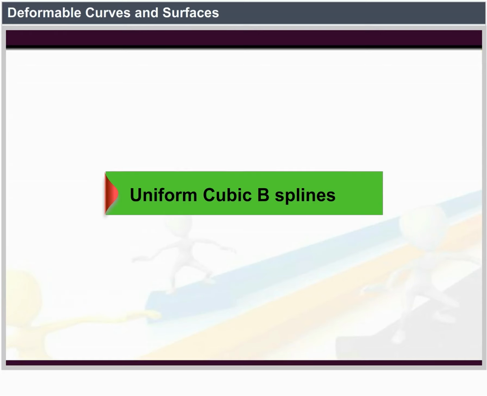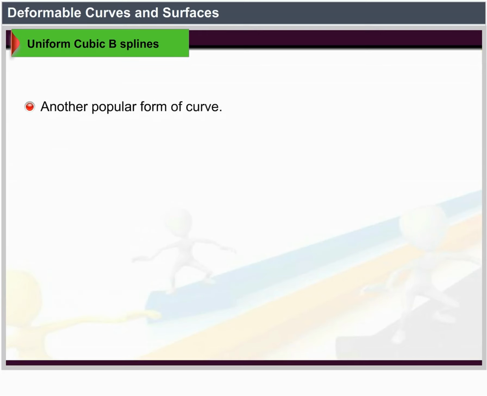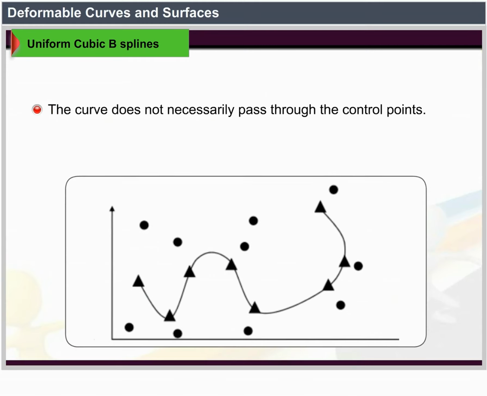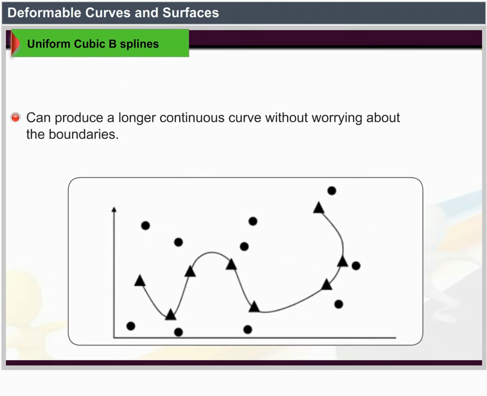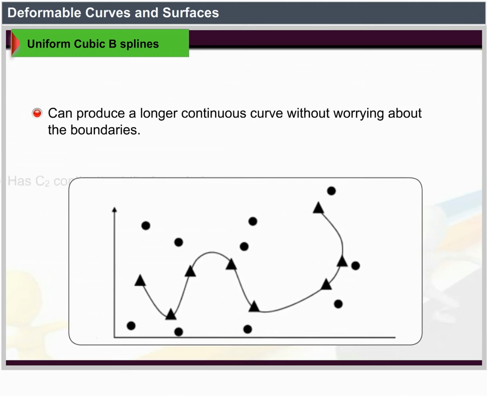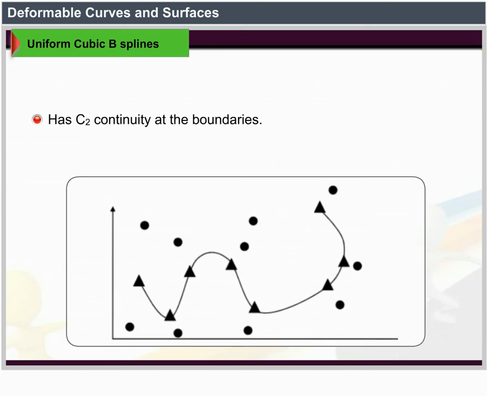Uniform cubic B-splines. This is another popular form of curve. The curve does not necessarily pass through the control points, can produce a longer continuous curve without worrying about the boundaries, and has C2 continuity at the boundaries.